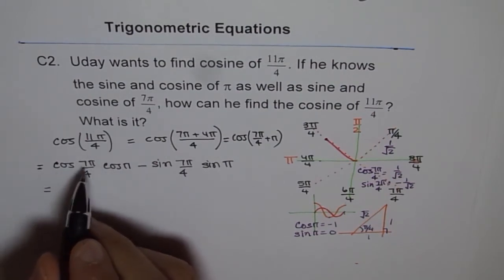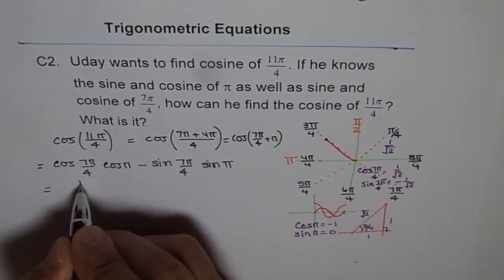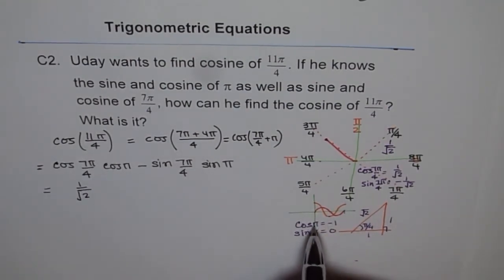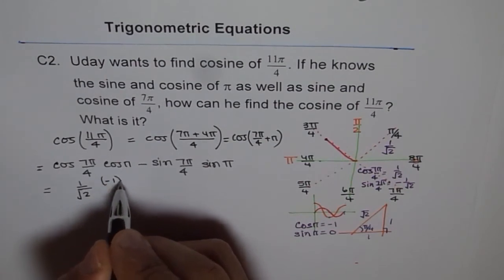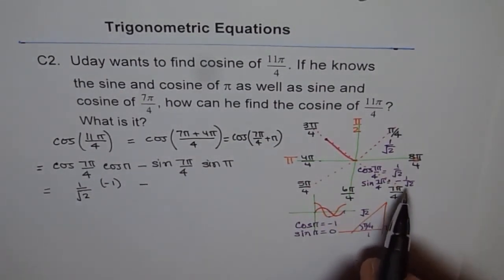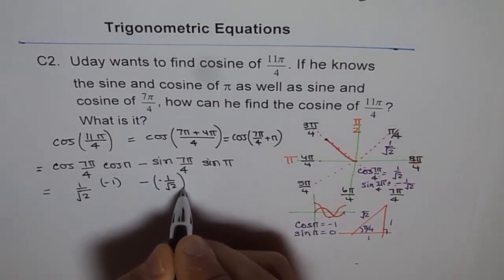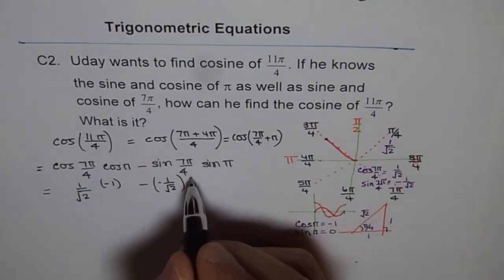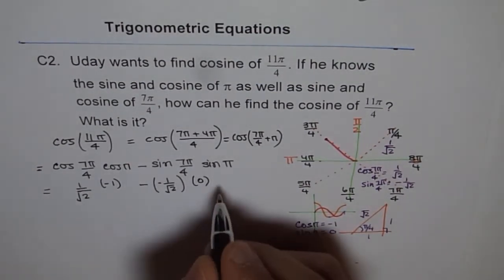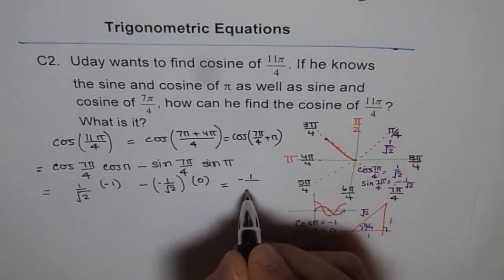So we have cos of 7 pi by 4, and that happens to be in quadrant 4. It is 1 over square root 2. And cos pi is minus 1. Minus, sine of 7 pi by 4 is minus 1 over square root 2, and sine pi is 0. So the second term is 0 for you. And here you get your answer as minus 1 over square root 2.